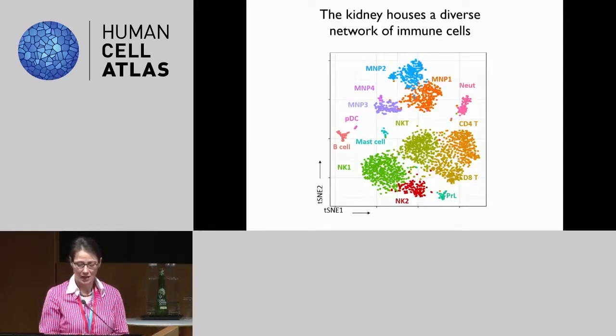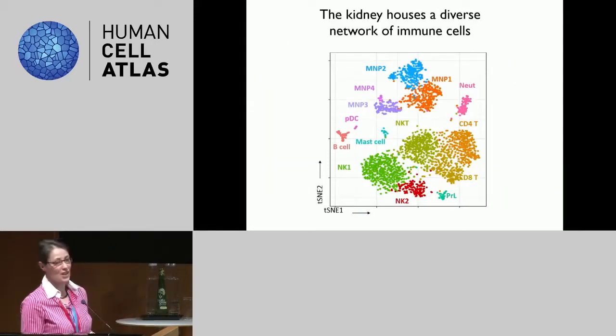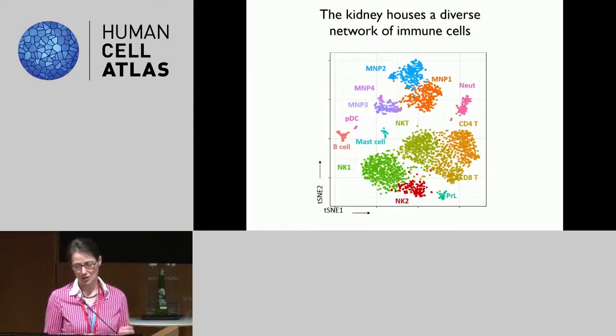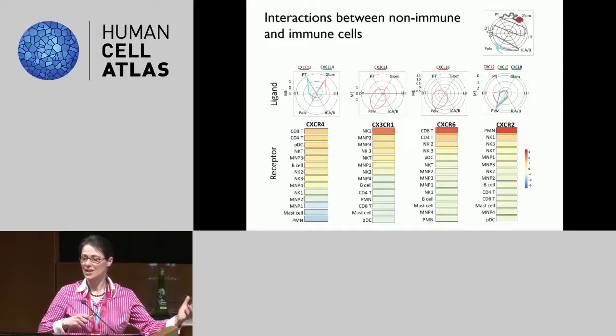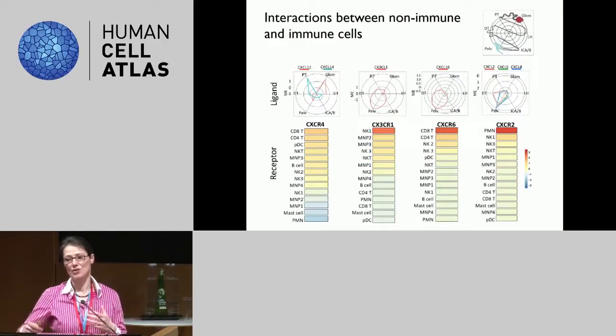If we then take the immune cells and cluster those, you can see an incredible diversity. So 14 different types of immune cells, including a couple of types of NK cells and diverse mononuclear phagocyte subsets. Using this data, because we're profiling non-immune and the immune nephron, we can also start to ask, how do the epithelial cells of the non-immune nephron interact with the immune cells? And one obvious way is via their expression of chemokines.